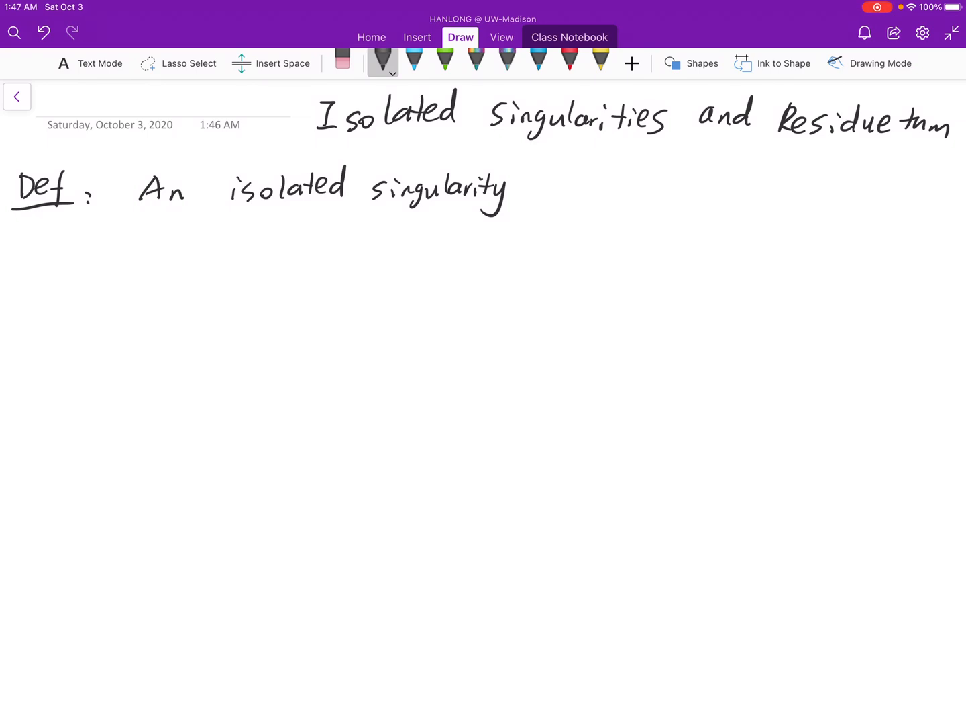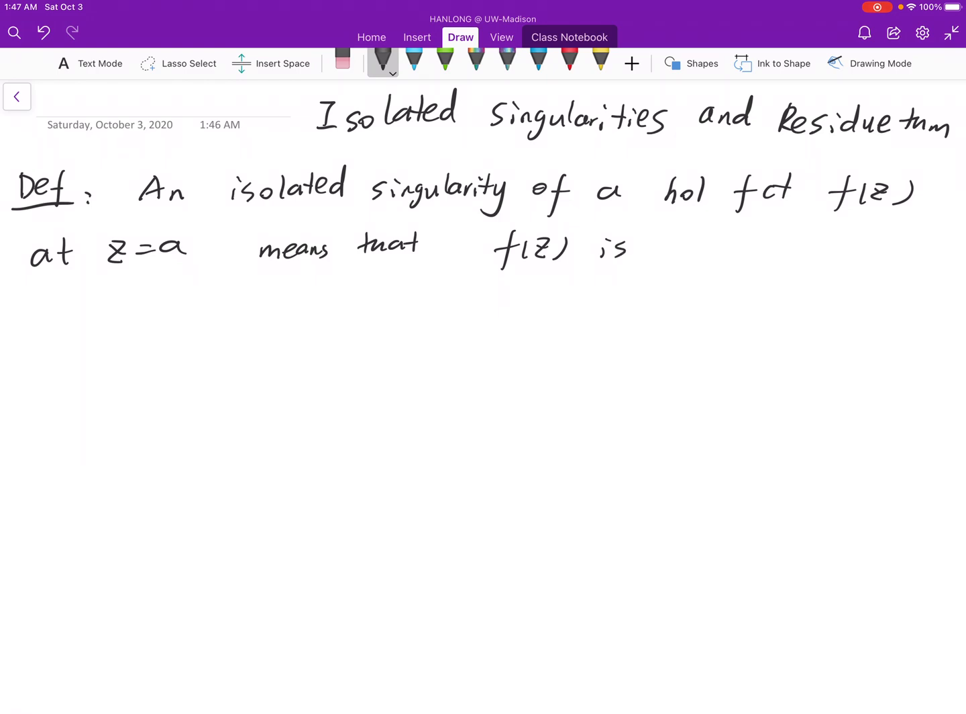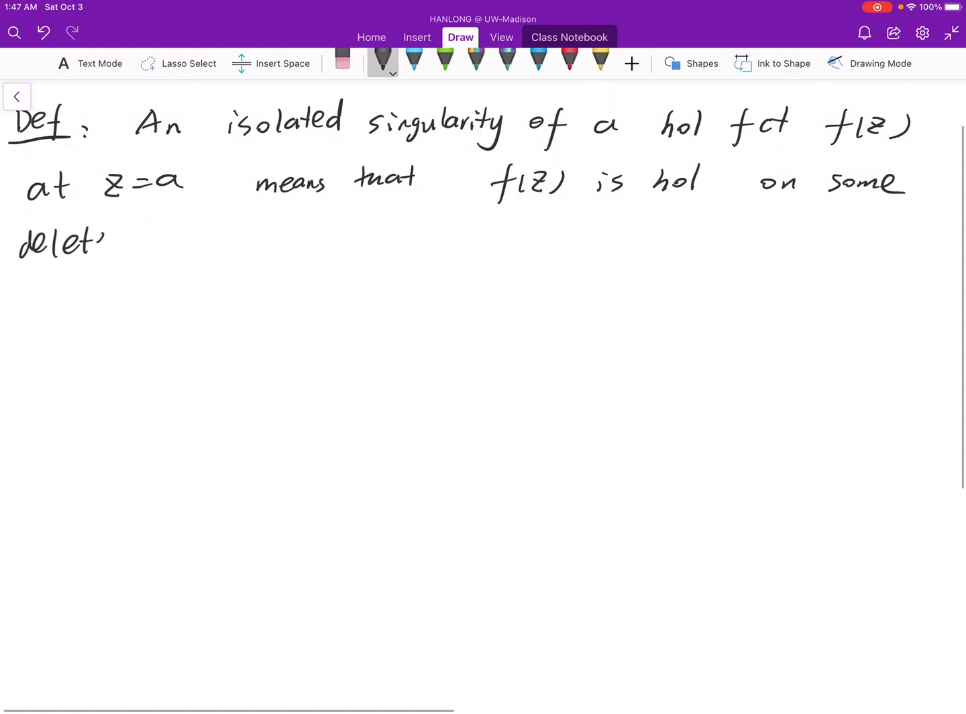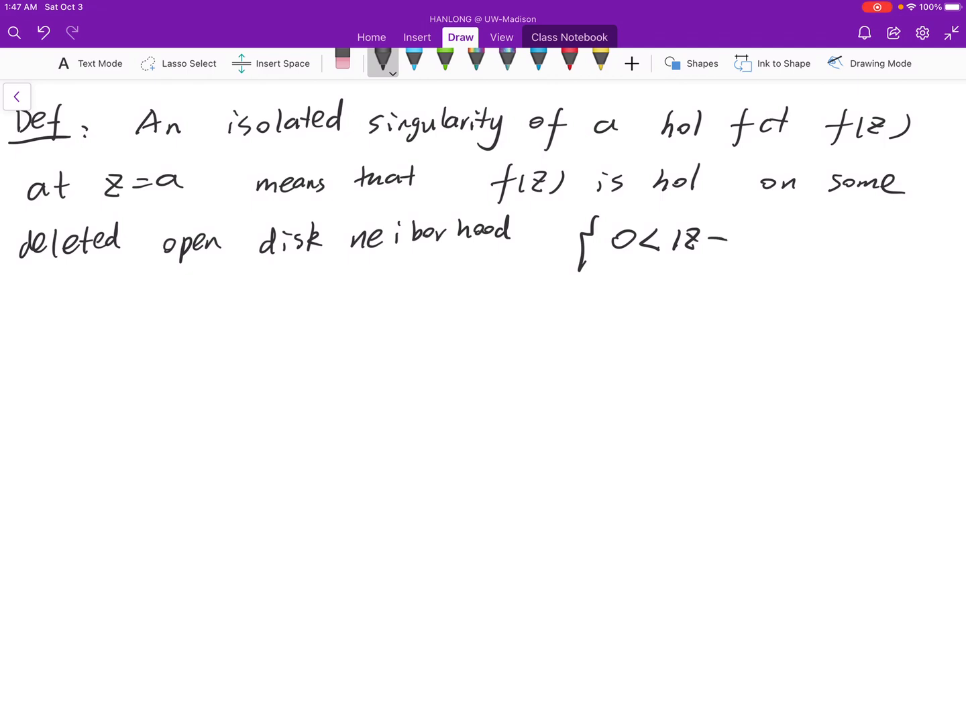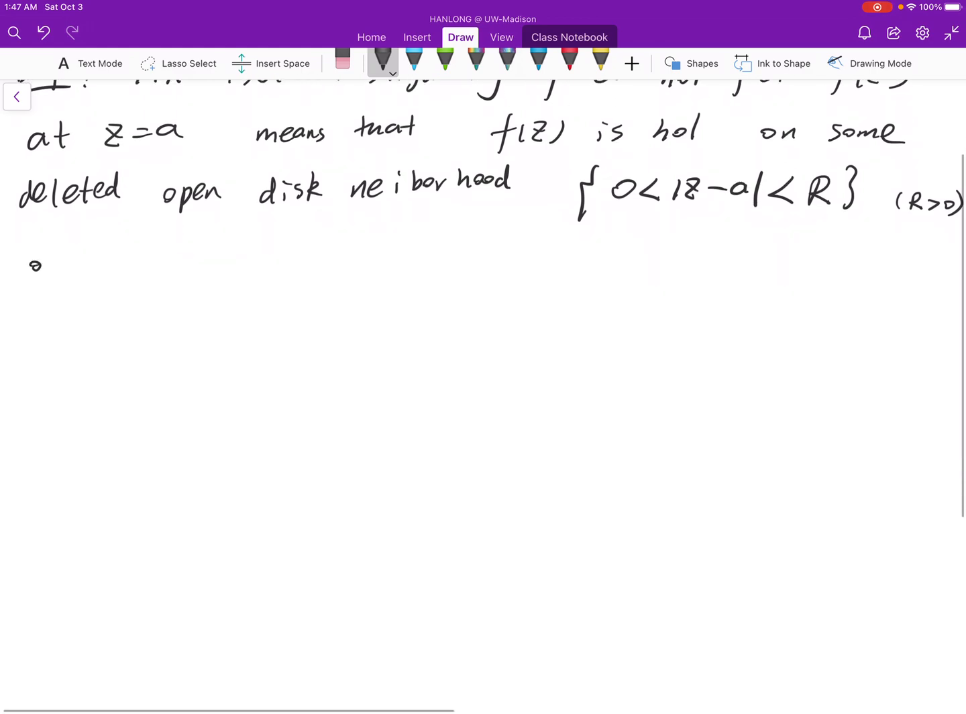Singularity of a holomorphic function f(z) at z equals a means that f(z) is holomorphic on some deleted open disk neighborhood, 0 < |z - a| < R, where capital R is a positive number, of point a in C.